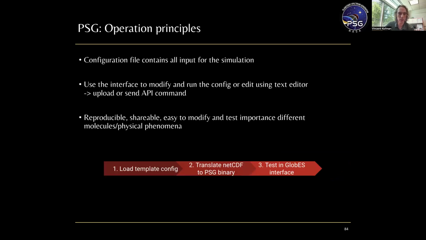I have them here as a little figure. So what I always do is I start with the template configuration file. If you're on the home page of PSG, you can click through basically the first box that you see, and we'll do a quick demonstration later. It's the select template box, and there's a whole bunch of templates there. They range from comets to Mars to exoplanets to Titan.